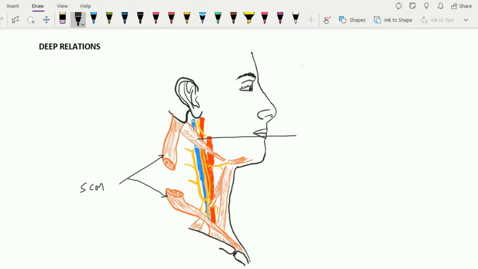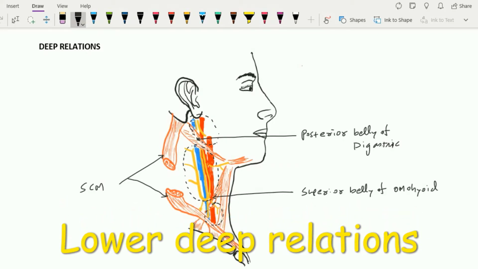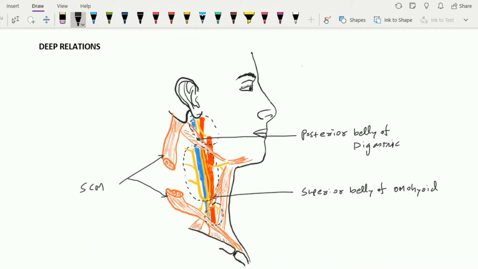This is the posterior belly of the digastric muscle, and this one is the superior belly of the omohyoid muscle, dividing the relations into three parts: the part above the posterior belly of the digastric, the middle part between the omohyoid and the digastric muscle, and the lower part which is situated below the omohyoid muscle. When we see the deep relations of the sternocleidomastoid in its lower part, below the superior belly of the omohyoid, we find the carotid sheath, and within it we find the common carotid artery, internal jugular vein, as well as the vagus nerve.